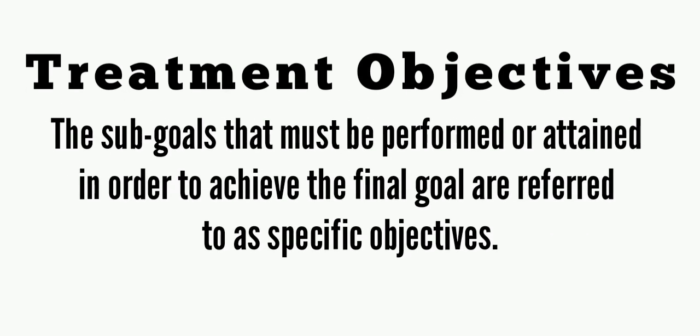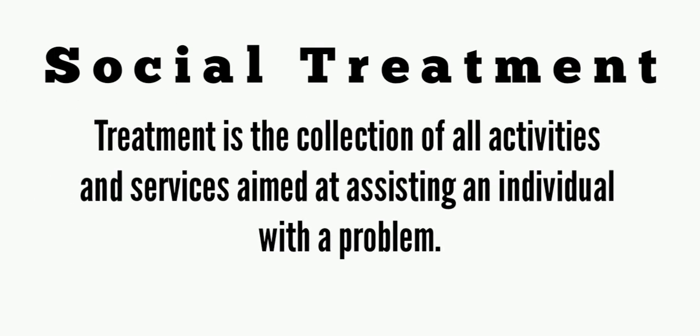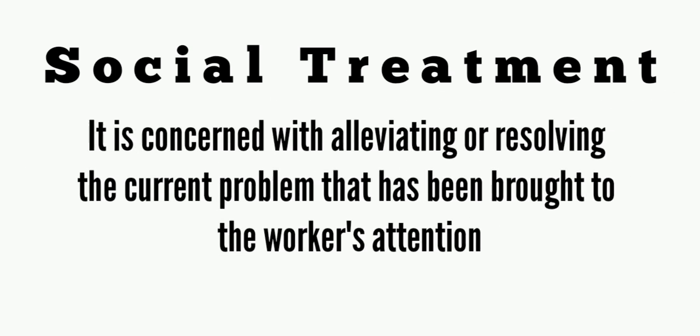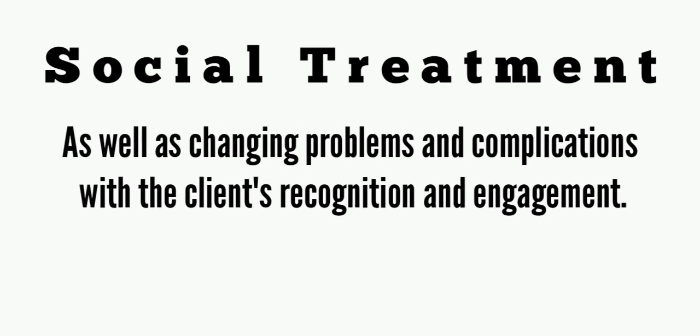Number 2 is the treatment objectives. The sub-goals that must be performed or attained in order to achieve the final goal are referred to as specific objectives. And number 3 is the social treatment. Treatment is the collection of all activities and services aimed at assisting an individual with a problem. It is concerned with alleviating or resolving the current problem that has been brought to the worker's attention, as well as changing problems and complications with the client's recognition and engagement.